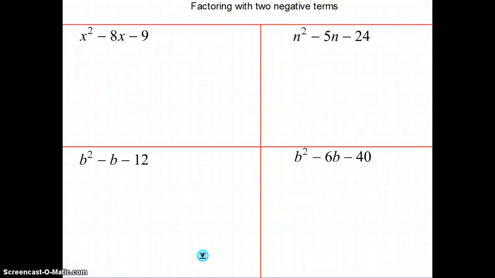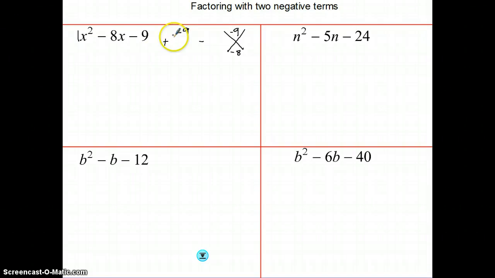Now when we have two negative terms, we still go about our process in a very similar manner. My leading coefficient is still 1. 1 times negative 9 gives me a negative 9. So I'm multiplying to a negative 9 while adding to a negative 8. So since I'm multiplying to a negative, I need one positive and one negative number. Since I'm adding to a negative, I need the negative number to be bigger.